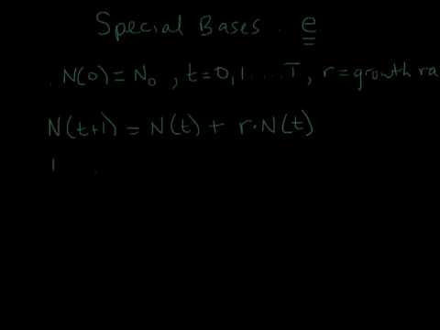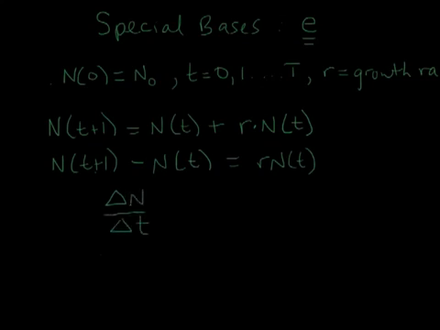So then we can rearrange this a little bit, and we say n at t plus 1 minus n at t is equal to r n at t, which basically means that the change in n for any given change in time is equal to r times n at time t. Another way to write this is to say that dn, which is just another notation for the change in n, divided by dt is equal to r n of t.